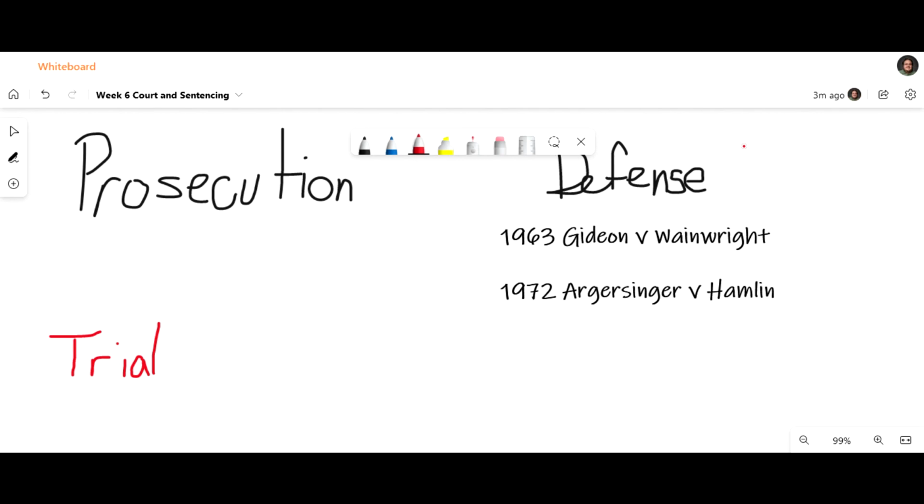Like in the process of the trial, it starts with opening statements. If you've watched any crime drama or law movie, you're familiar with opening statements. This is just, both sides get a chance to give a roadmap to the jury, excuse me, what they intend to prove. It's important that this is meant to be non-argumentative.